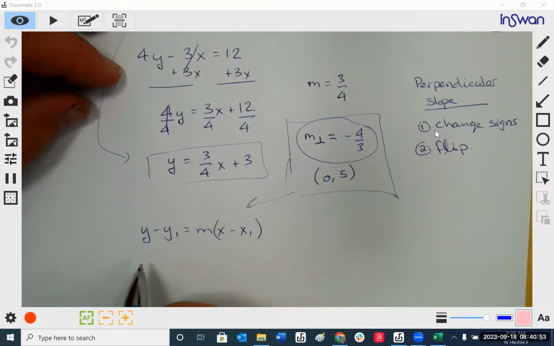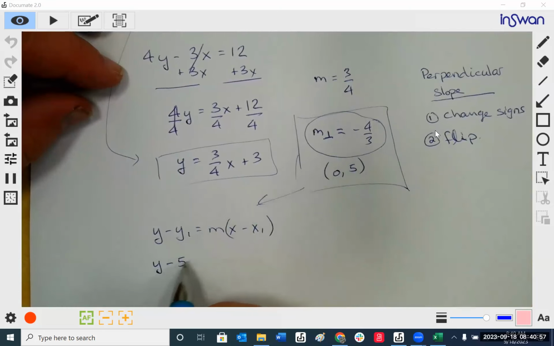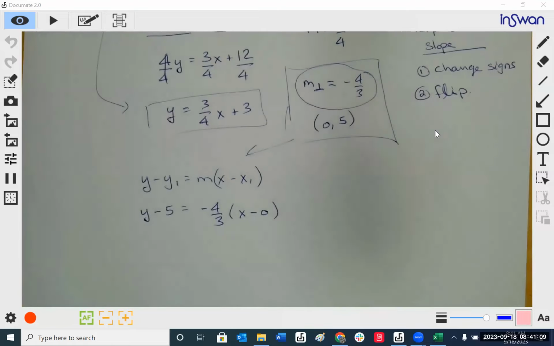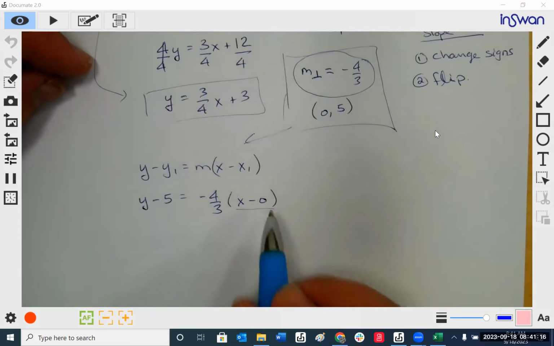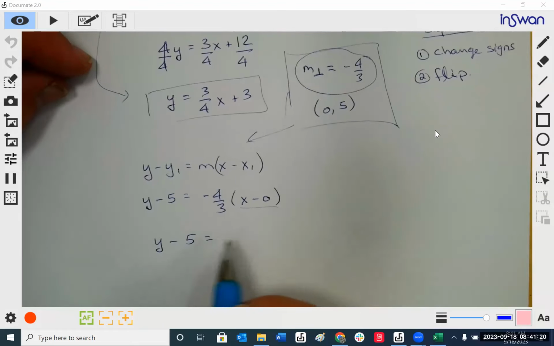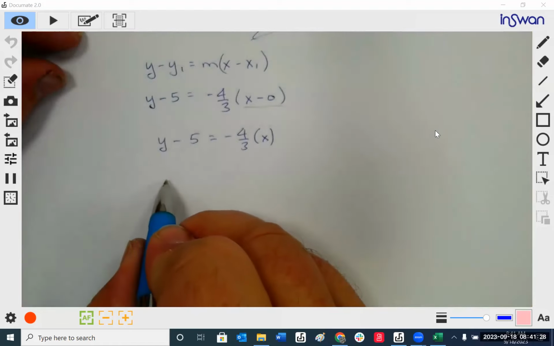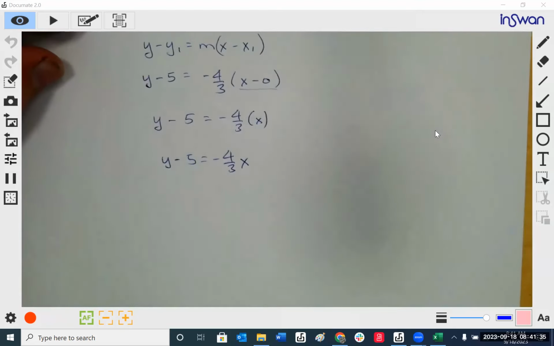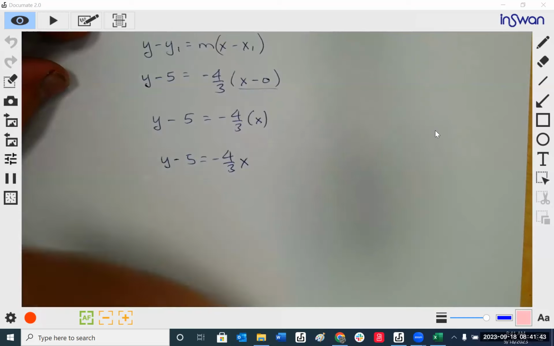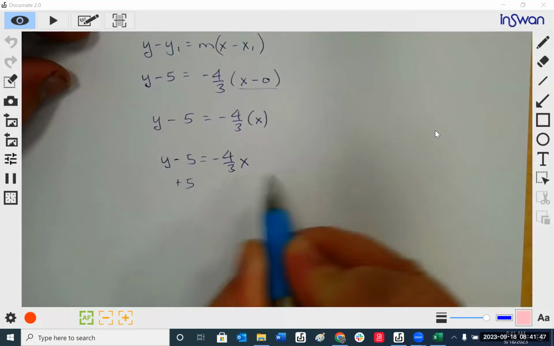Plug the information inside there. Y minus 5 equals -4/3 times x minus 0. Inside the parentheses, we can fix that. X minus 0 is just x. And in this one, we don't have to do any changing of the fractions because there is no need to. We only have one coefficient in front of x. So get the y by itself.